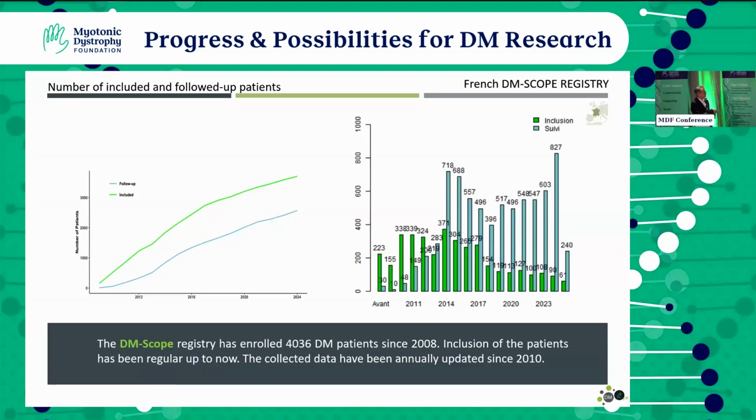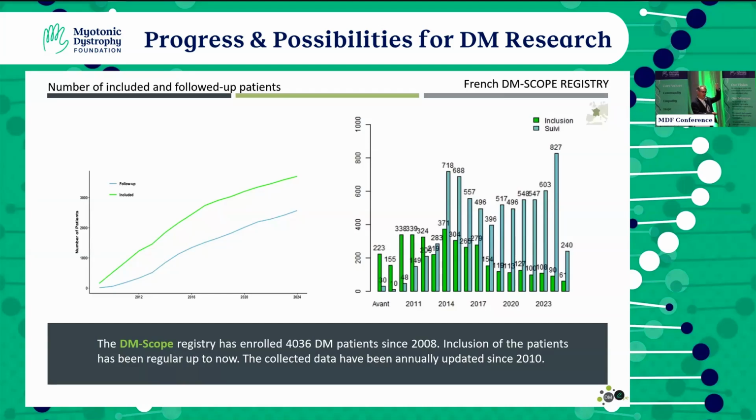Interestingly, you see this is the annual activity, and you see that now this has completely flipped. The annual reports now largely concern follow-up rather than new patients, so they are not novel inclusions.